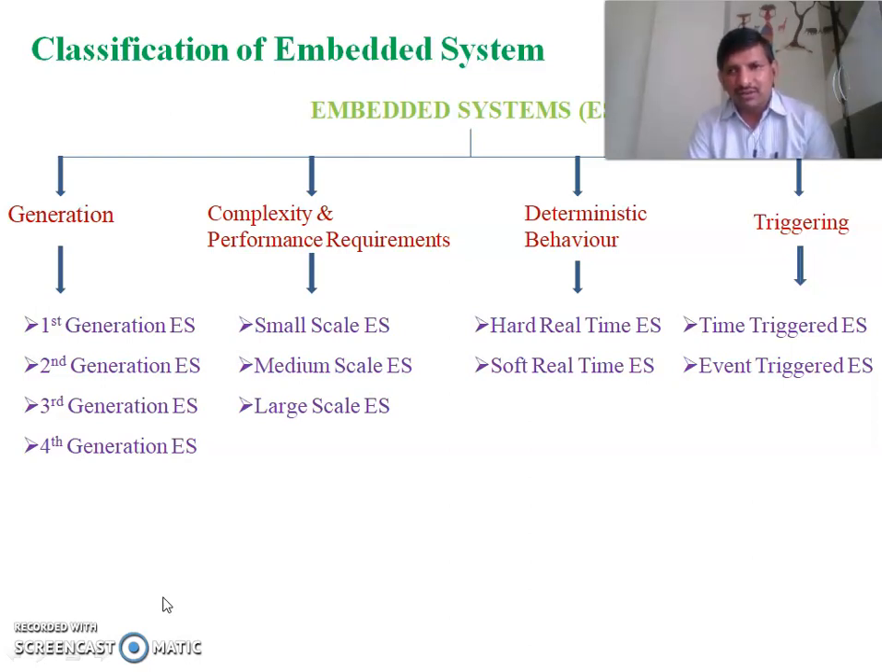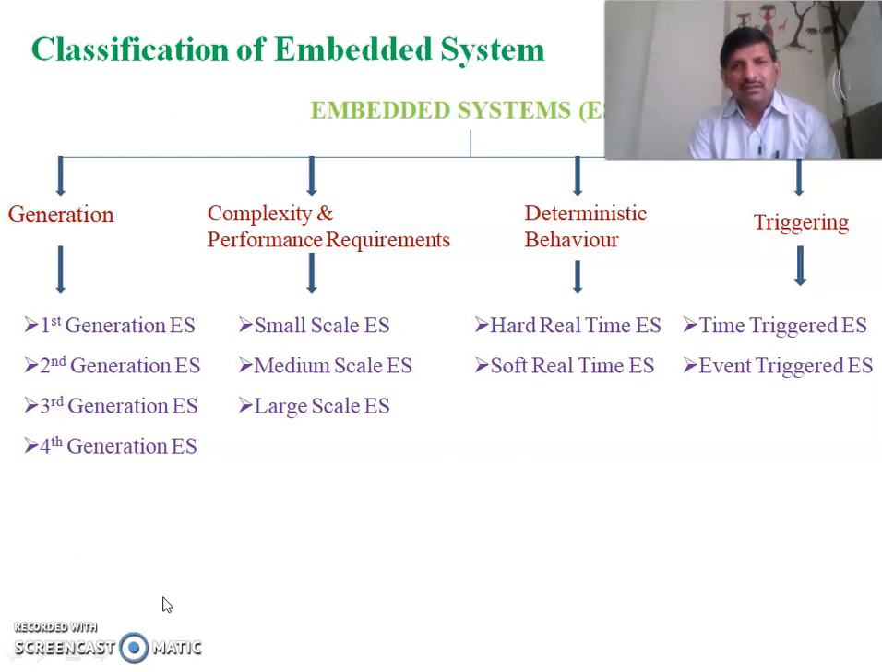Next, fourth generation embedded systems are designed by using advanced processing elements like 64-bit microprocessors or 32-bit microcontrollers or multi-core processors or field programmable gate arrays or programmable system on chips, and the firmware contains an embedded OS. Examples are our smartphones, advanced smartphones.